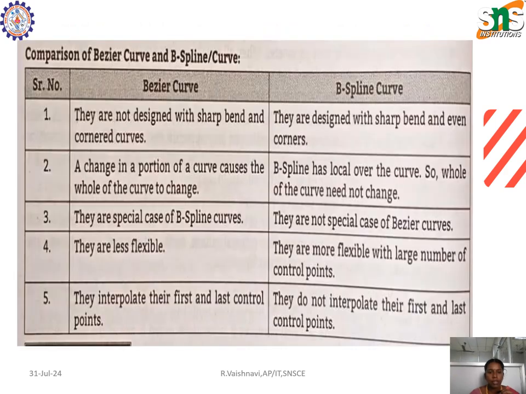Next, here we have the comparison of the Bezier curve and the B-spline curve. Bezier curves are not designed with sharp bends, whereas B-spline curves are designed with sharp bends and even corners. Bezier curves are less flexible. The B-spline curve is more flexible with a large number of control points. Here we have some of the comparisons.